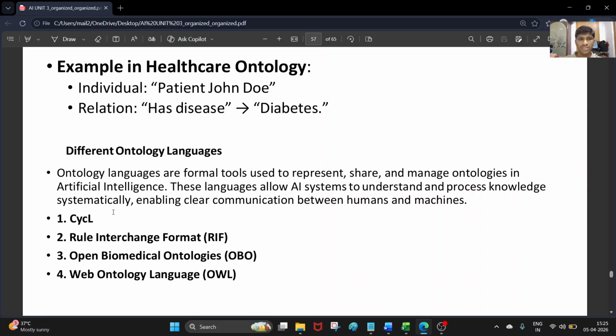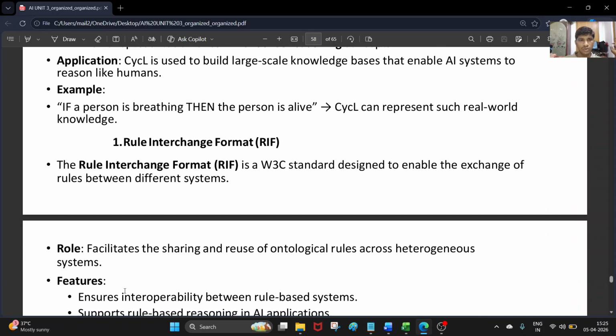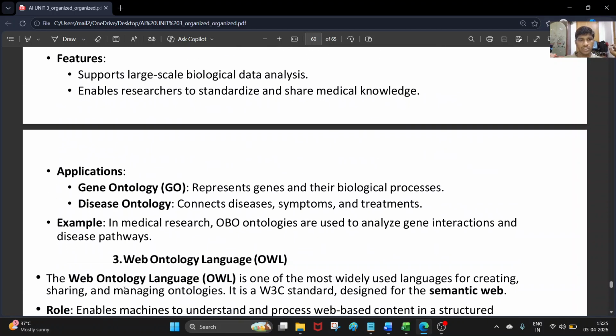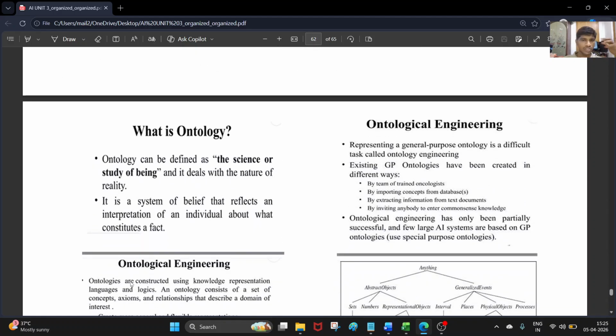There are different ontology languages such as SISL, Rule Interchange Format RIF, Open Biomedical Ontology OBO, and Web Ontology Language OWL. These are all the different languages used in ontology. The next topic is categories and objects.